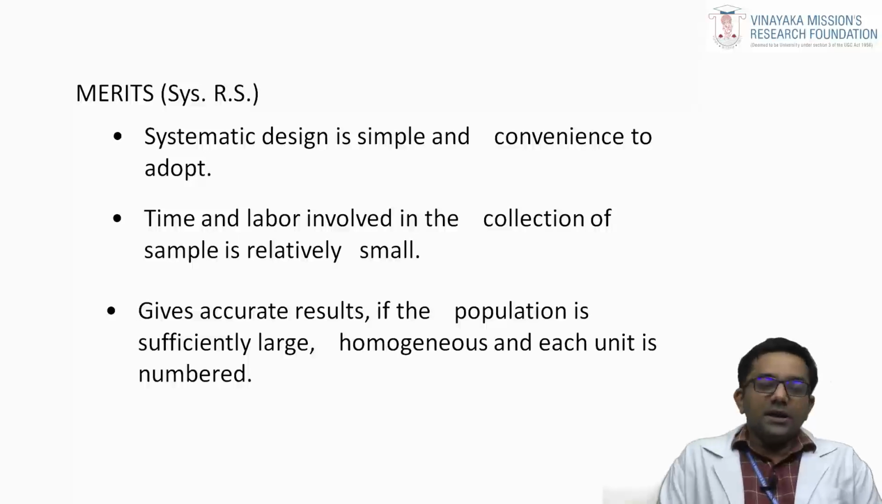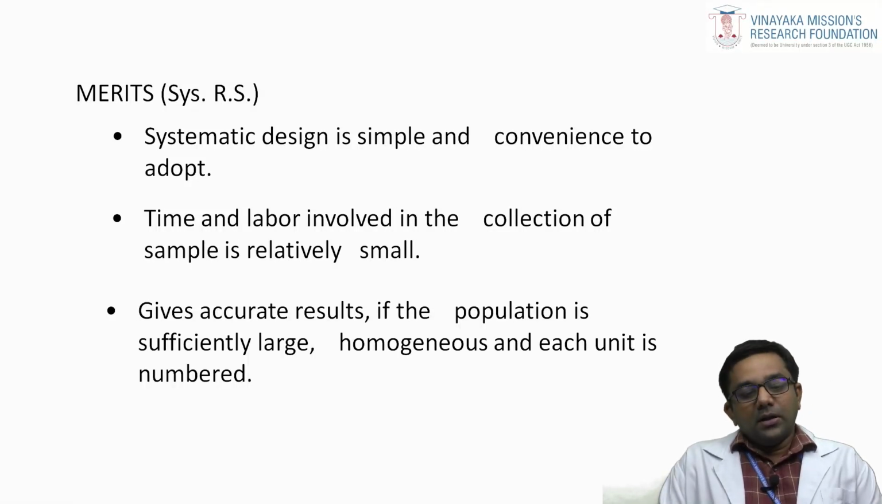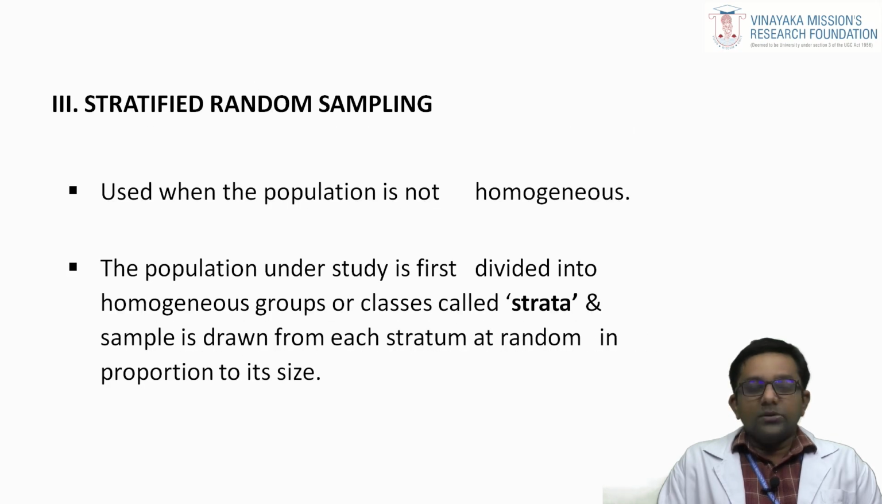There are some merits of systematic random sampling. It is simple and convenient to adopt. The time and labor involved in collecting the sample is relatively small. It often gives accurate results if the population is sufficiently large, homogeneous, and each unit is numbered. Okay. So, next is stratified random sampling.